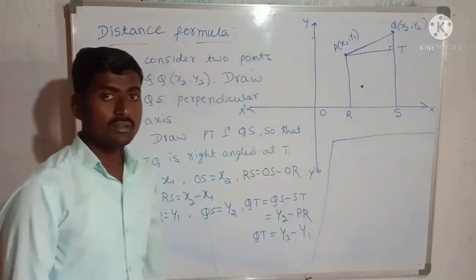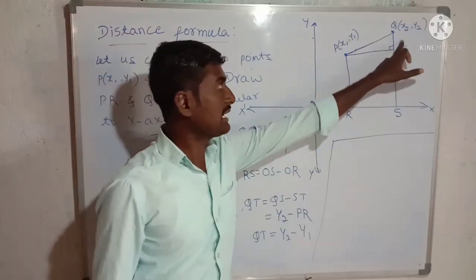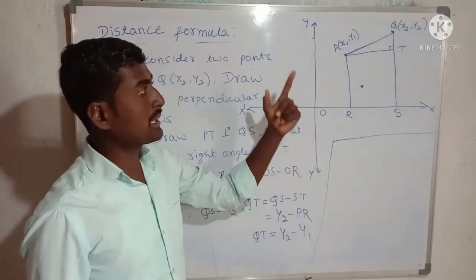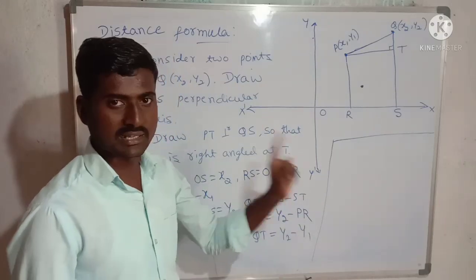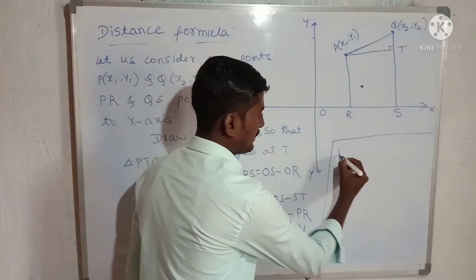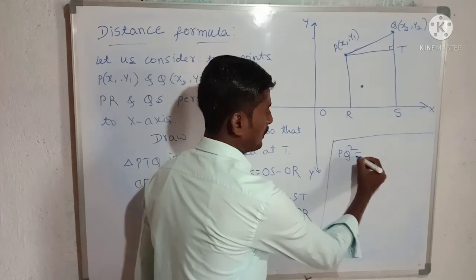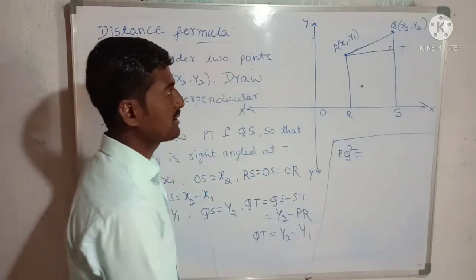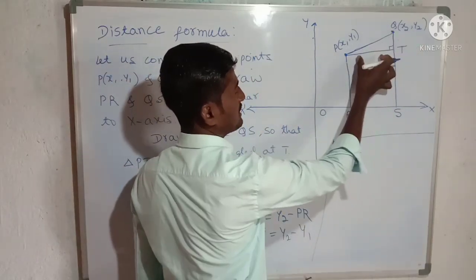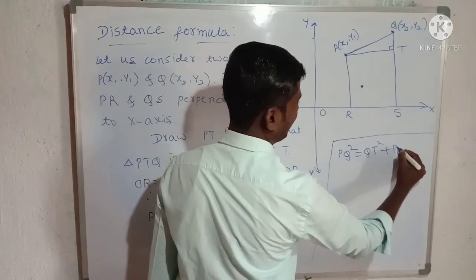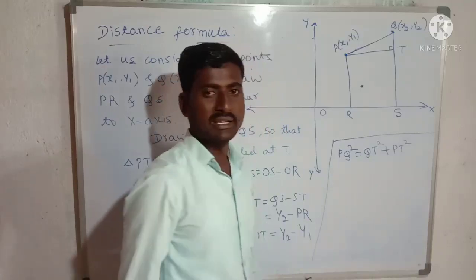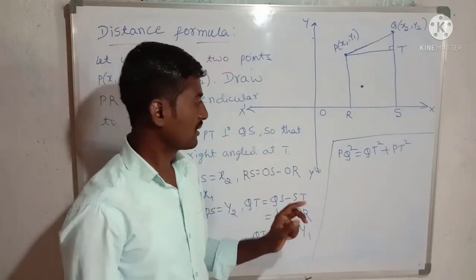Now this is a right angled triangle. I can apply Pythagoras theorem to this right angled triangle. By Pythagoras theorem, I can write PQ square is equal to QT square plus PT square. Can I write that? It is by Pythagoras theorem.